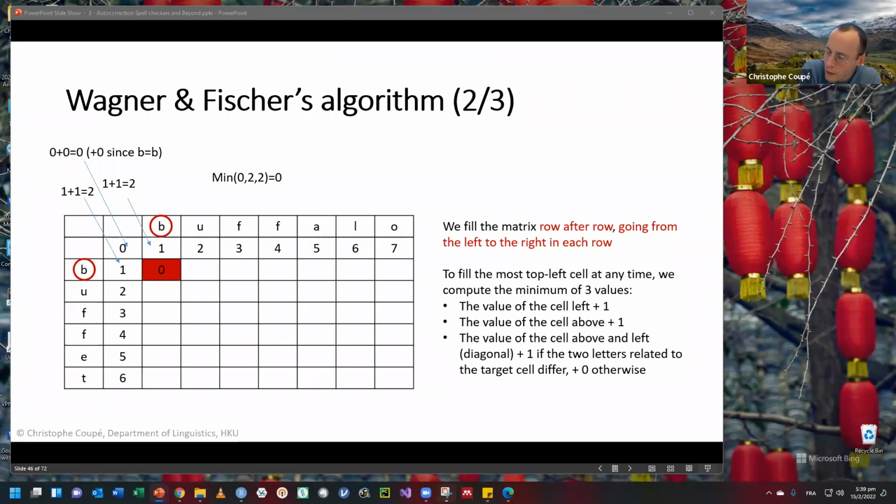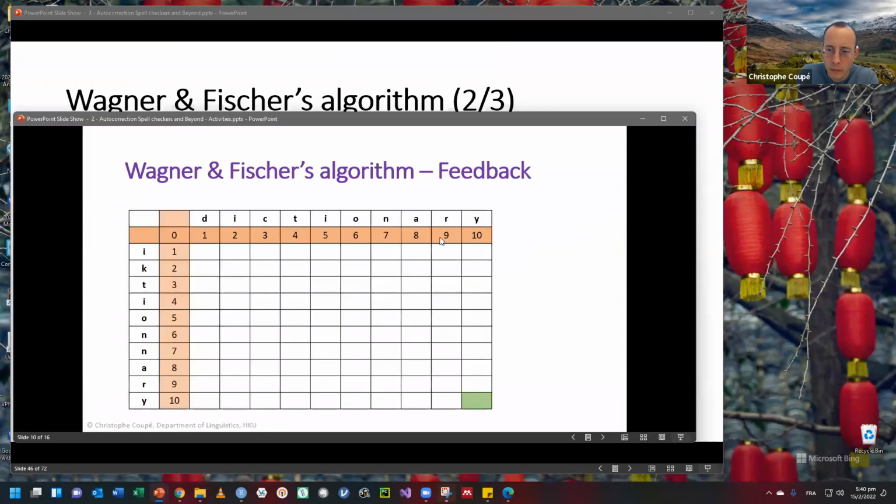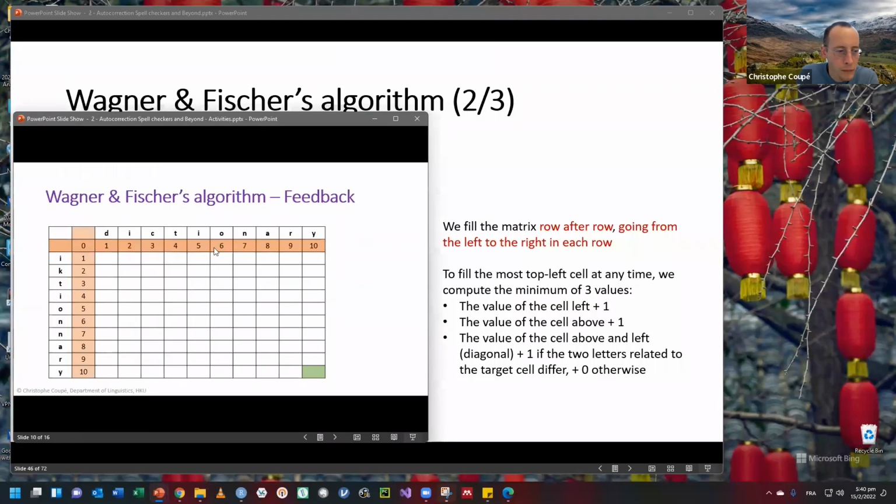Do we have a super fast student who has already found the distance? Is there anyone? Maybe not yet. I have written the first values in the cells so that you can check if you are doing it right or not. It's 1, 1, 2, 3.